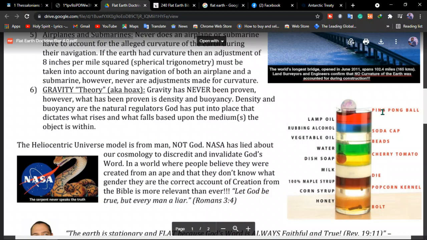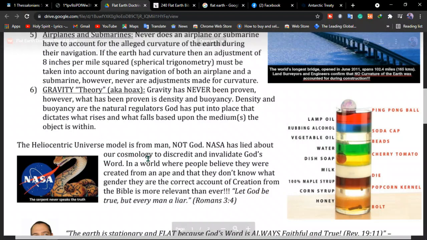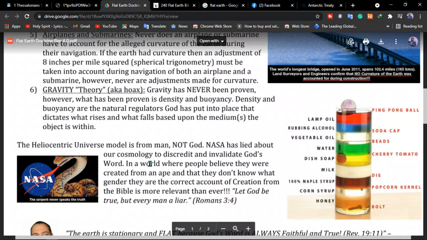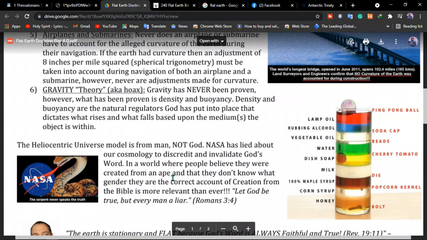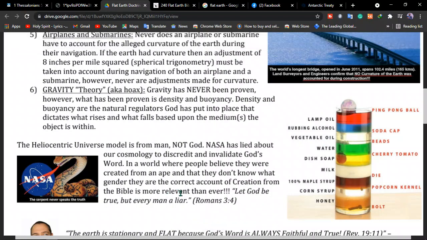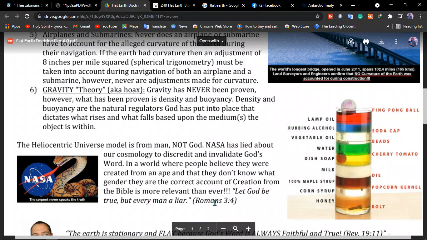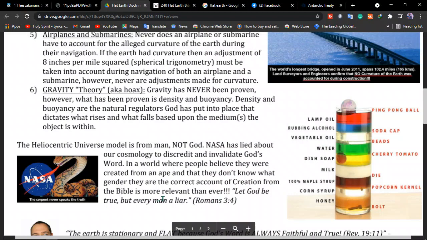All right, let's continue. The heliocentric universe model is from a man, not God. NASA has lied about our cosmology to discredit and invalidate God's word. In a world where people believe they were created from an ape and they don't know what gender they are, the correct account of creation from the Bible is more relevant than ever. Let God be true, but every man a liar.